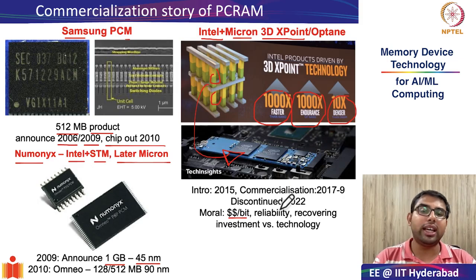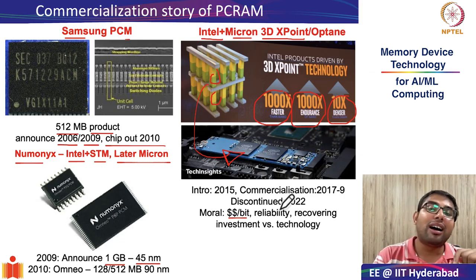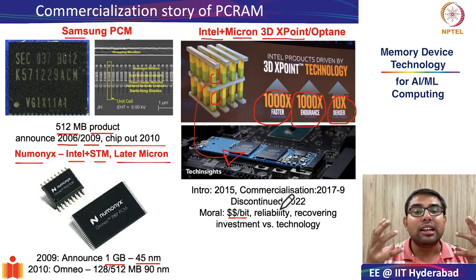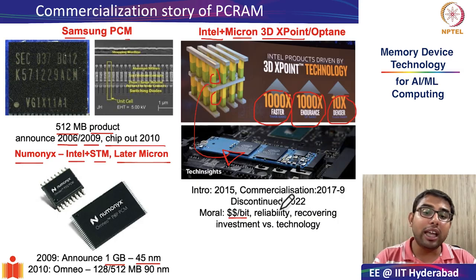So the moral of the story is that commercialization has many different aspects which are apart from technology. Sometimes even cost per bit and reliability play a very important role in recovering your initial investment. So we know that Intel and Micron suffered a lot of losses because of their focus on PC RAM. But as we have discussed, this is a very high risk business, and we have to take these technological gambles. And I would say it is really brave of Intel and Micron to try it. Sometimes we win and sometimes we lose.